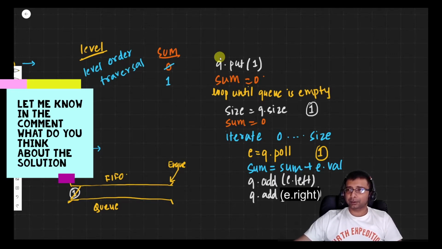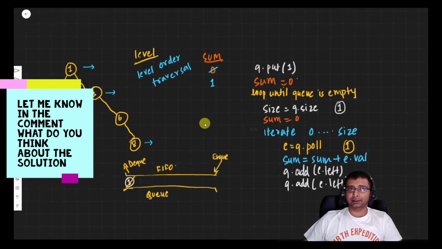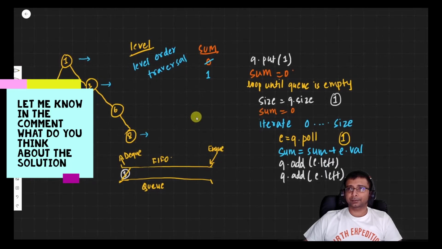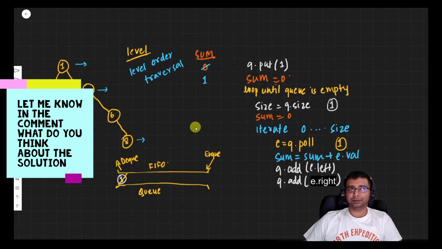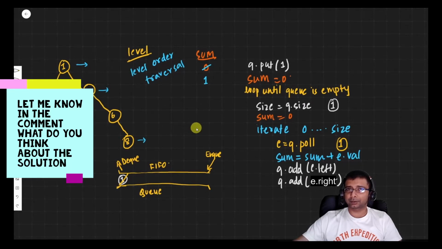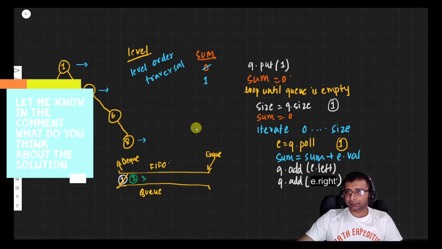Now, due to these two statements, q.add left and right, as you see that we have the tree over here, let me get some space. We are going to add the left and the right child for this queue. So we are going to add 2 and 3 into the queue. Let me put it with a different color over here.